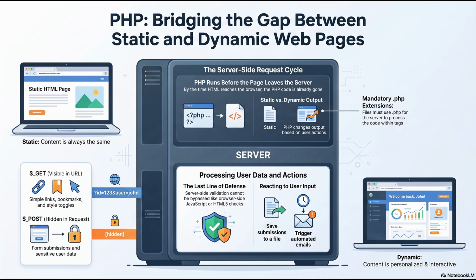Well, it's entirely about intent and visibility. The GET method, like the slides point out, is designed to be visible. Because the variables are baked right into the URL, it's bookmarkable. Oh, right. Yeah, you can share that dark mode URL with a friend, and they'll get the exact same state from the server. It's great for simple links. But not great for private stuff.